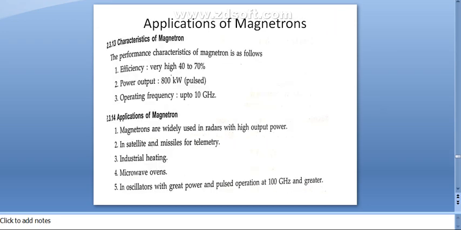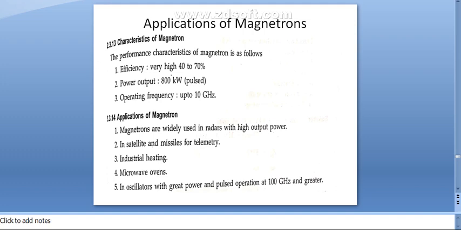So next, the characteristics of magnetrons are: efficiency is high, from 40 to 70%. Output power is 800 kilowatts, and the operating frequency is up to 10 gigahertz.